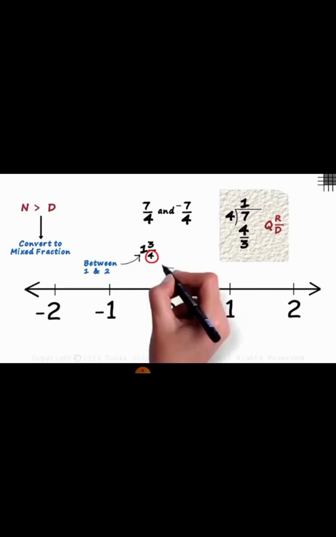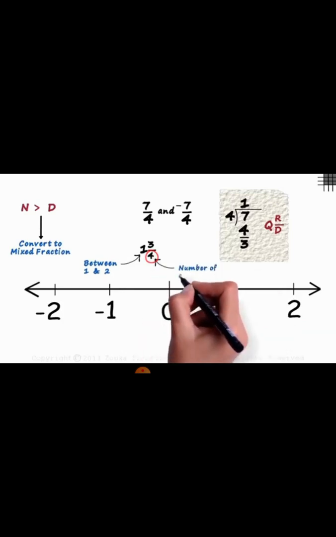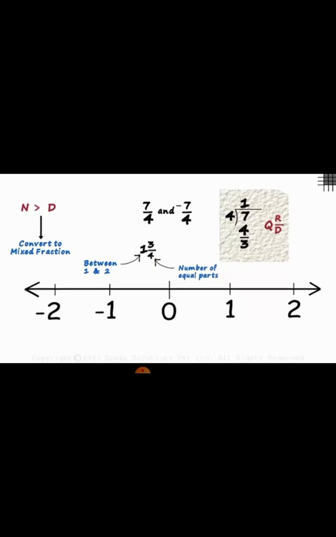The denominator of the proper fraction part tells us the number of parts each unit should be divided into. Since it is 4, we divide the unit into 4 parts. This segment between 1 and 2 is divided into 4 equal parts. The numerator of the proper fraction tells us the number of parts away from 1, that is 3 parts away from 1. So we mark 7 by 4 here.